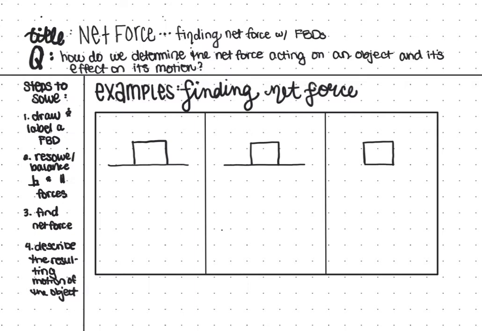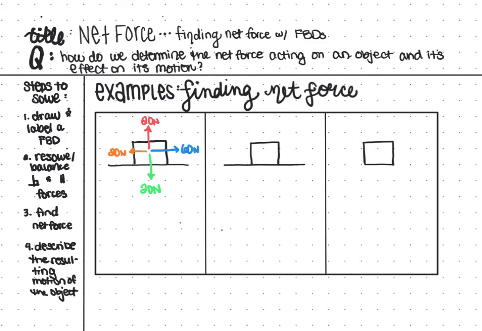So for the first one, we're going to start with a downward force of gravity of 20 newtons. That's experiencing an upward normal force of 20 newtons. It's being pulled to the right with a force of 60 newtons, and it experiences a force of friction to the left of only about 20 newtons. So there's everything acting on our object.